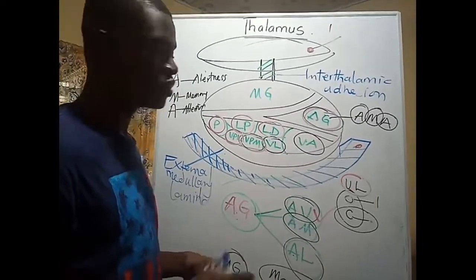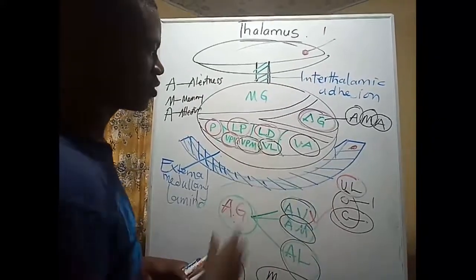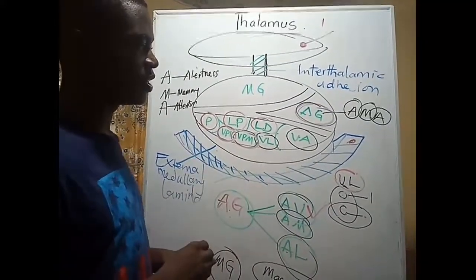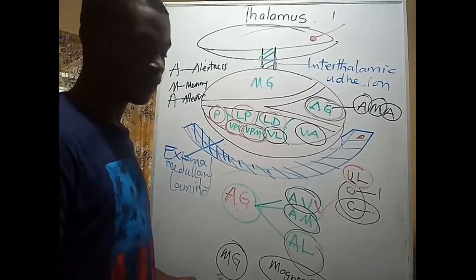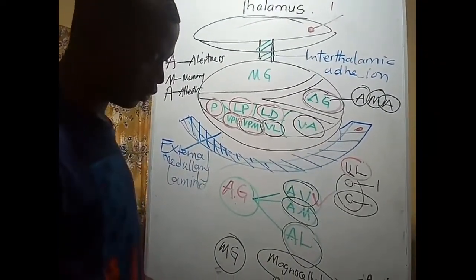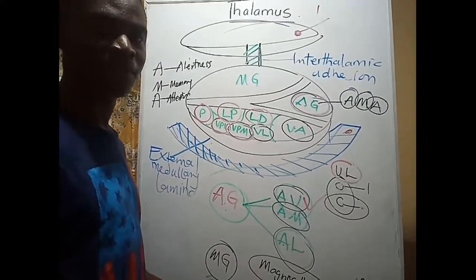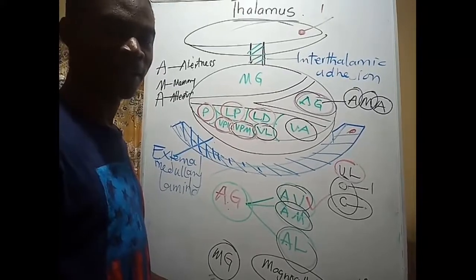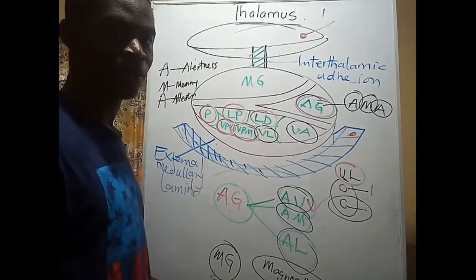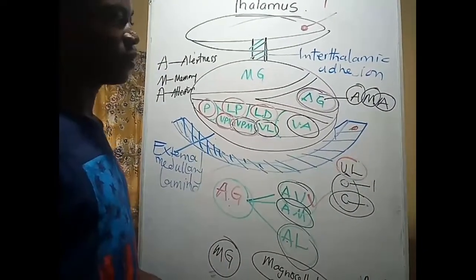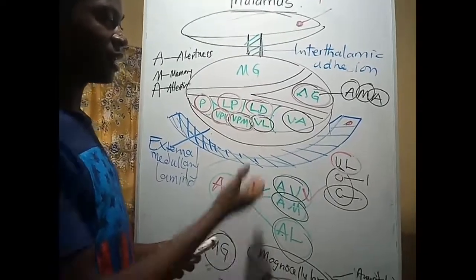Is that okay? So that is basically a summary of the thalamus. We've looked at the thalamus, its relations, and then the divisions, and then the various nuclei, and then what they do. So I hope this video was very helpful. If there is anything, you just ask me in the comment section, and I'll be happy to help you understand more.